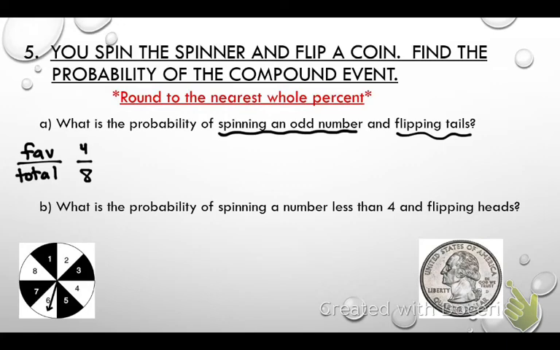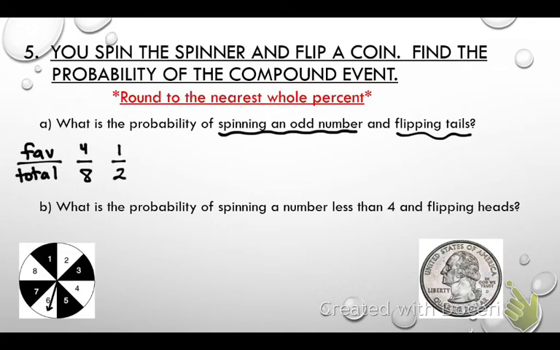Luke, what do I have to do next? You have to figure out how many possible outcomes there would be for flipping the coin. Okay, flipping that coin. I'm looking for tails. What do you think is the probability of flipping tails? 1 over 2. I have a 1 out of 2 chance.